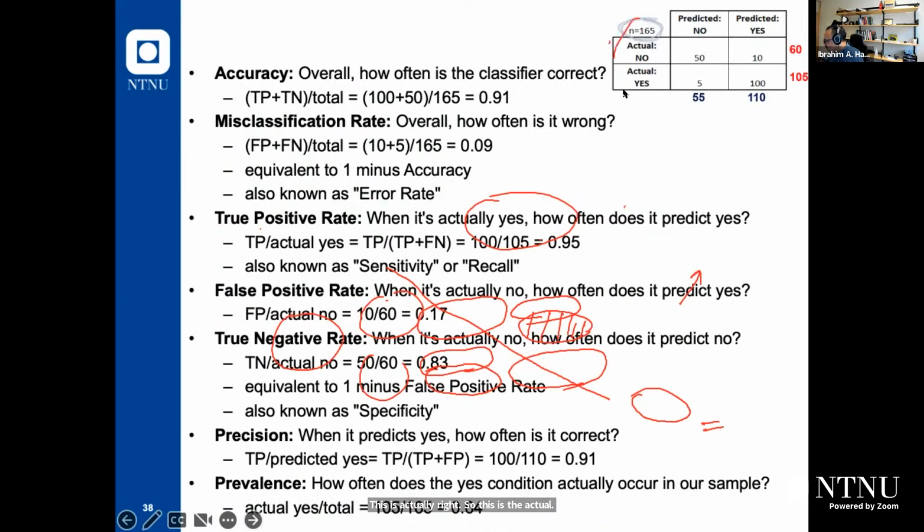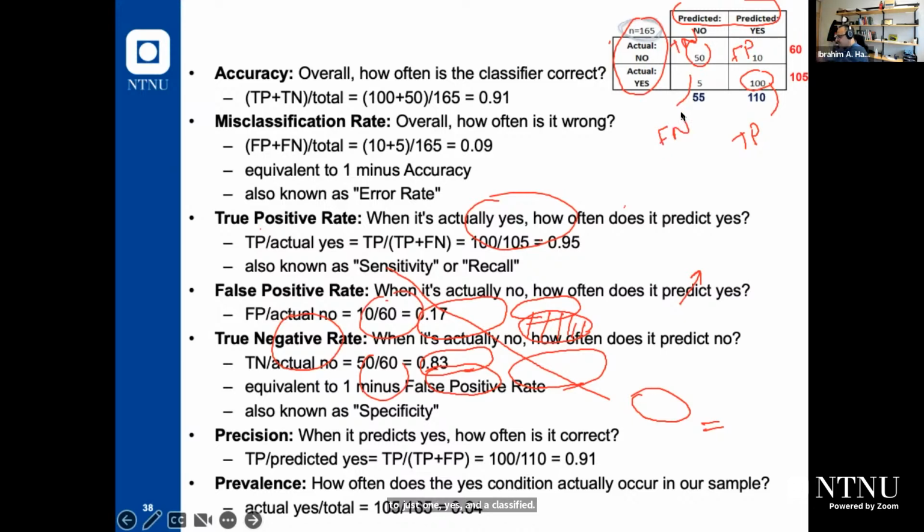We have the actual, and we have the predicted. This one is a true positive: it's yes, and they classified as yes. This one will be true positive, right? This one will be true negative, correct? Because it is no and they classified as no. This one is no and they classified as yes, so it is a false positive. This one is yes and they classified as no, so this one is a false negative.